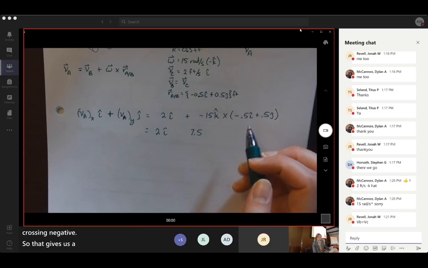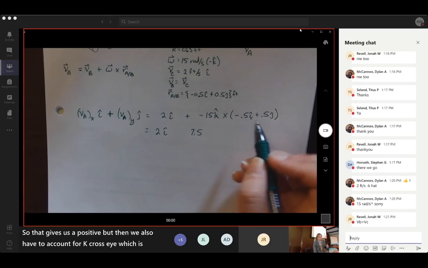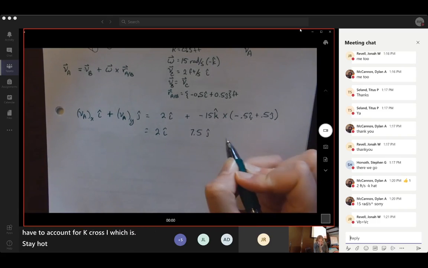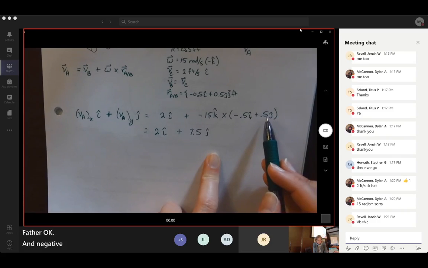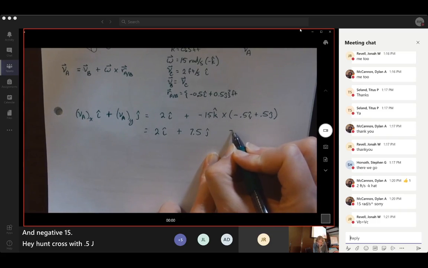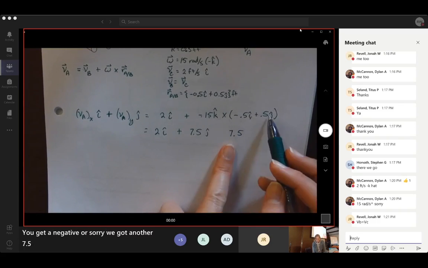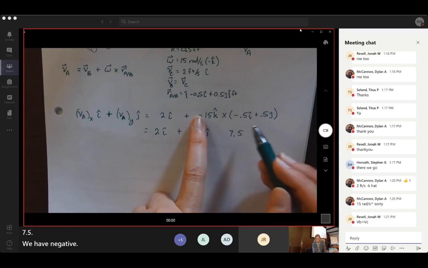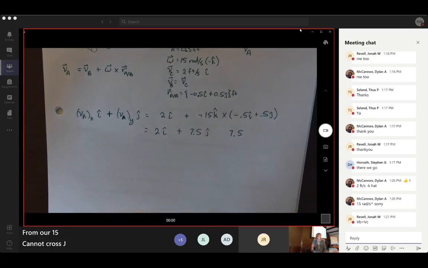but then we also have to account for K cross I, which is J hat, positive or negative? Positive, okay? And negative 15 K hat crossed with 0.5 J hat. We get another 7.5. We have negative from our 15. K hat cross J hat is a negative I hat, but we've got two negatives. So it's a positive I hat.